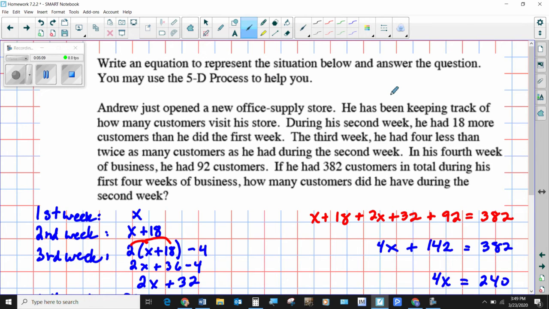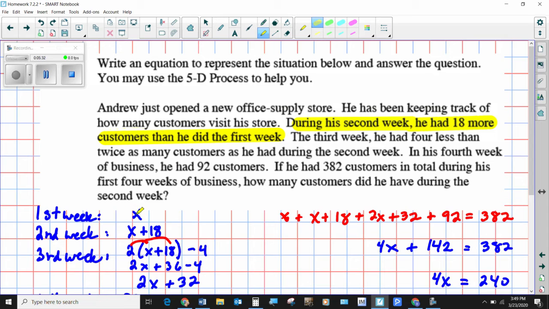Here is a 5D process problem, which at first glance looks kind of complicated. And I'm actually noticing something here that I missed in X, so I'm going to put that in right now. Okay, so let's see here. It says, first of all, Andrew just opened a new office supply store. He's been keeping track of his number of customers. During the second week, he had 18 more than he had during his first week.